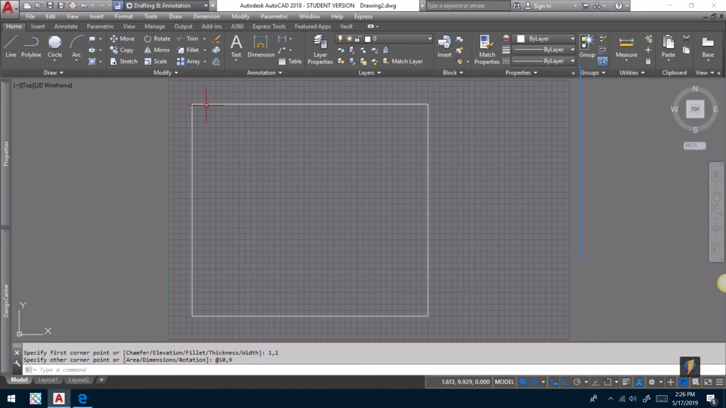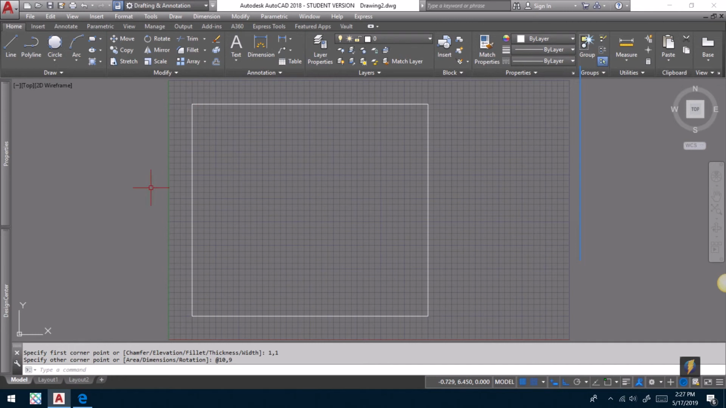That's a chamfer. A fillet makes a rounded edge. So I use a radius, and it would actually put a curvature line instead of a straight line, and it would again remove those two points. The elevation and thickness are related a little bit more to 3D, so giving it some depth. And then the width is related to how wide the rectangle line needs to be. We usually will work off of line thicknesses for that, but just so you know, there are those options.